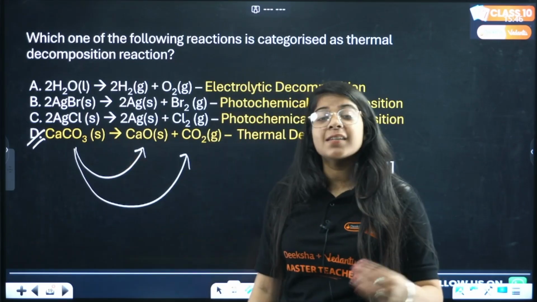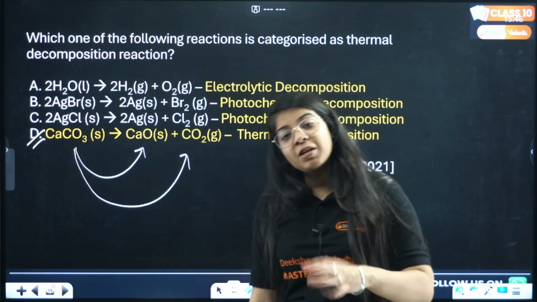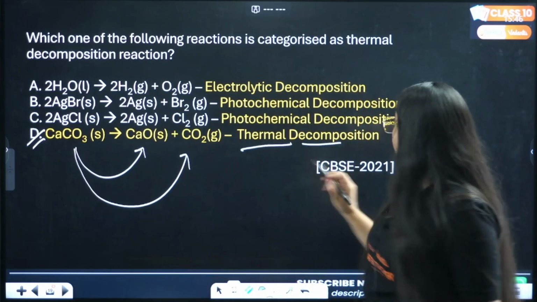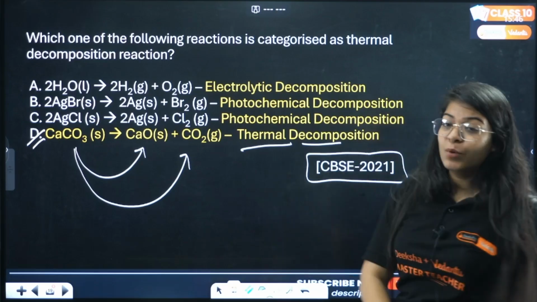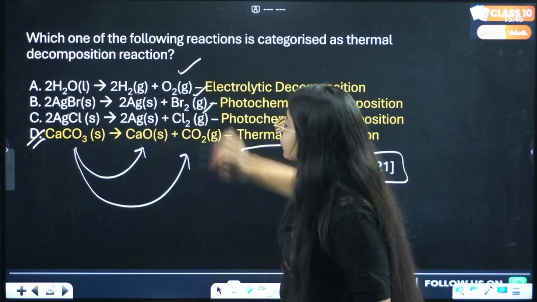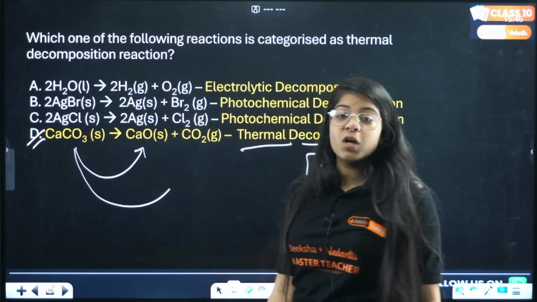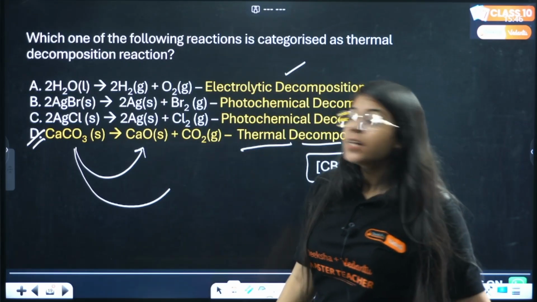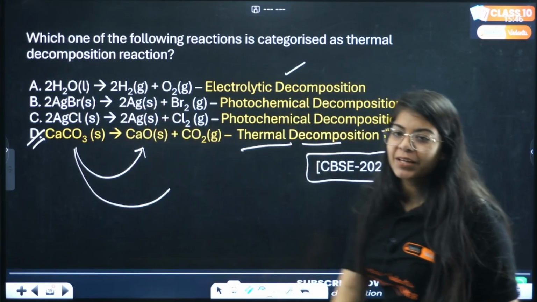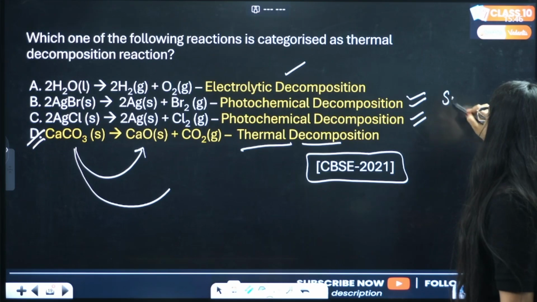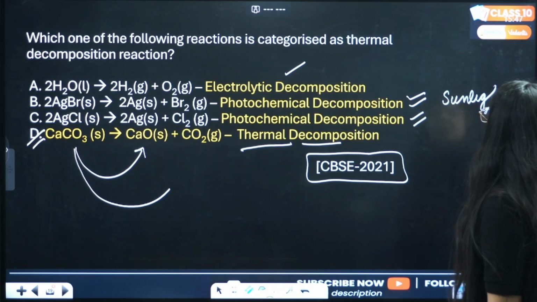Now, whenever carbon dioxide is released, there will be heat. And if heat is there, it's called thermal decomposition, right? And see, it came in CBSE 2021 as well. So, all the other, see, these 3 reactions, what are these? So, H2O converts into hydrogen and oxygen, we know it is electrolytic decomposition. The AgBr and AgCl, we know it is photochemical decomposition. Why? Because it happens in the presence of sunlight.